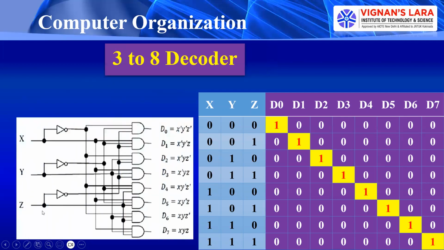This is the internal logic diagram of your 3 to 8 decoder. I have 8 AND gates. Each AND gate has 3 inputs. Originally, a fourth input also exists, that is an enable input. I have not mentioned it here, but you remember, if that enable signal is active, then and only then this decoder will work.